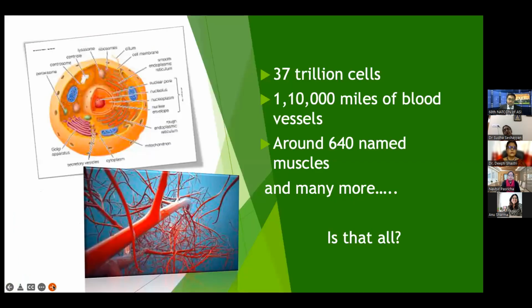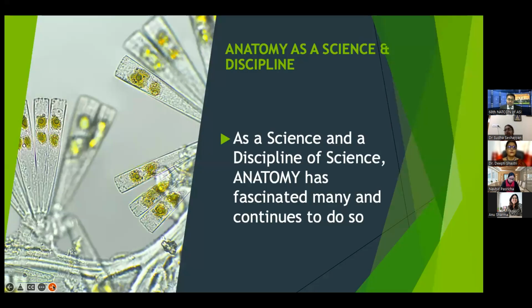Now coming to the components proper, it is boastful that very often we say we know about the number of cells which are present in the human body, about on an average 37 trillion cells. The blood vessels of an adult run to about 1 lakh miles. And then there are about 640 named muscles. There are so many unnamed of them and many more. But is that all? There is so much in anatomy, in human anatomy alone, that requires to be analyzed and studied.